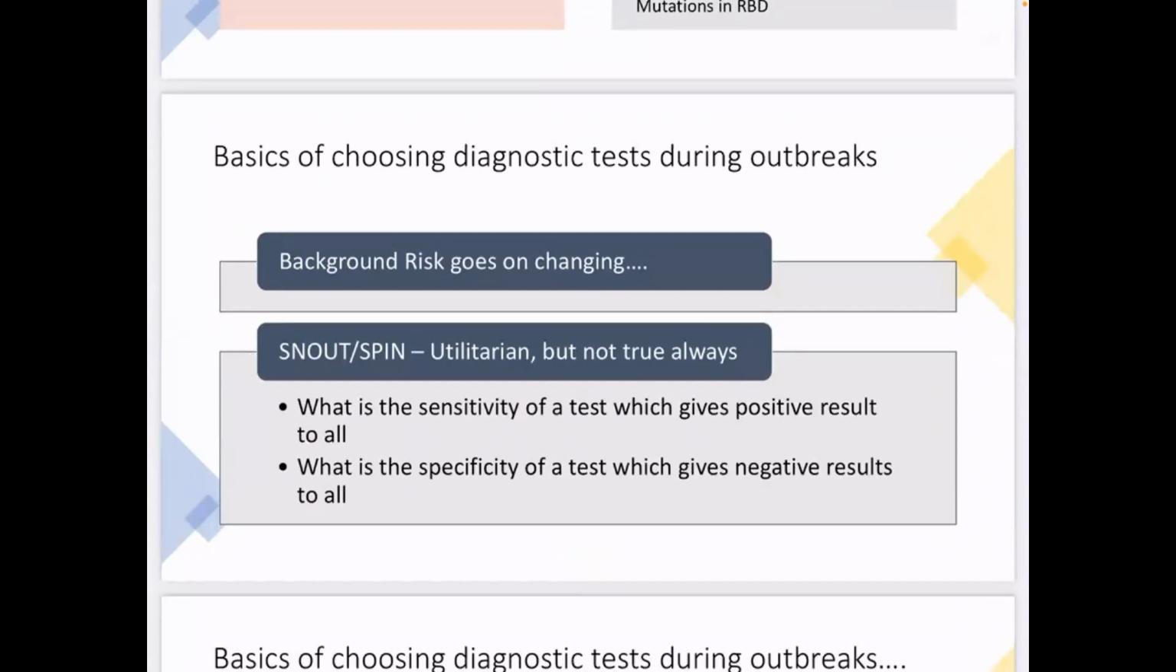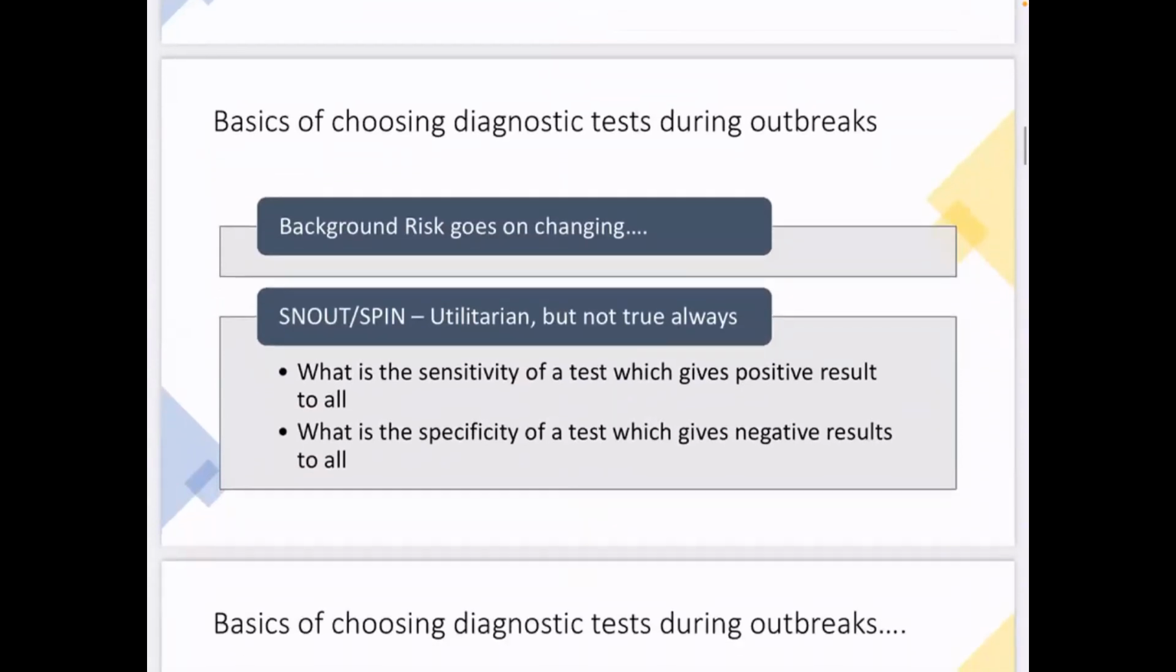So choosing a diagnostic test during outbreaks is a very important thing, because in an outbreak, the background risk keeps changing. For example, at the peak of an outbreak, everybody you are meeting may have an infection. But at the tail of the outbreak, the chance of getting a positive result will be very low. It is not a constant. So we have to assess the diagnostics very carefully during an outbreak.